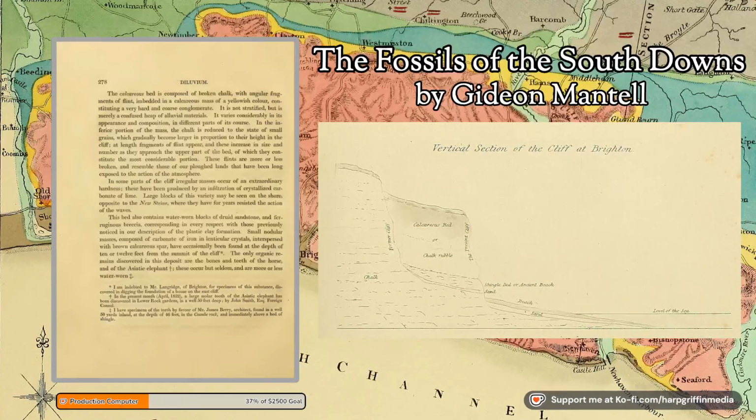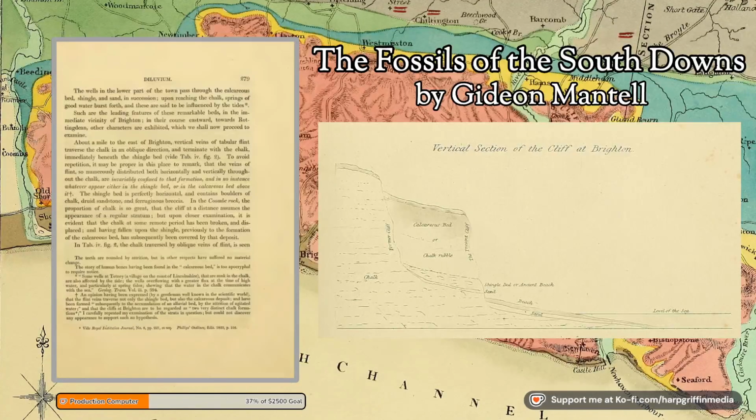Small nodular masses, composed of carbonate of iron in lenticular crystals, interspersed with brown calcareous spar, have occasionally been found at the depth of 10 or 12 feet from the summit of the cliff. The only organic remains discovered in this deposit are the bones and teeth of the horse and of the Asiatic elephant. These occur but seldom and are more or less water-worn. The wells in the lower part of the town pass through the calcareous bed, shingle, and sand in succession. Upon reaching the chalk, springs of good water burst forth, and these are said to be influenced by the tides.